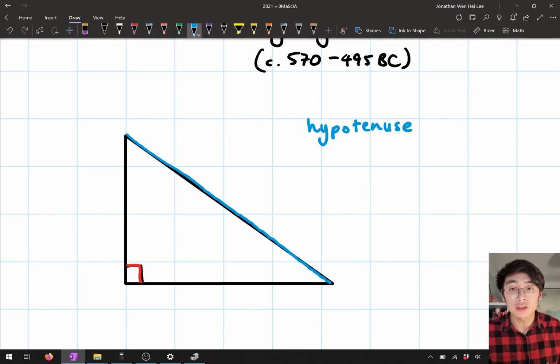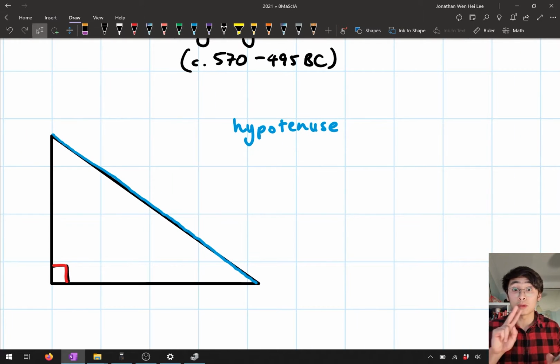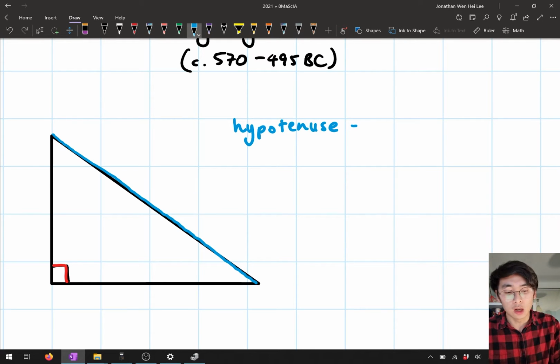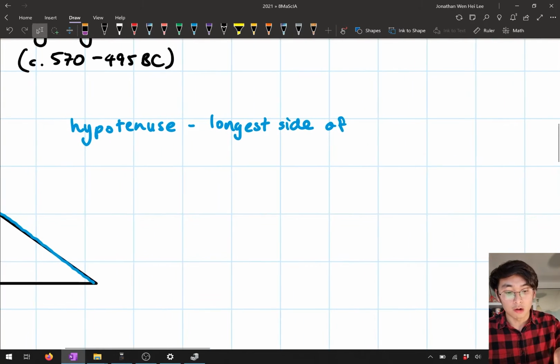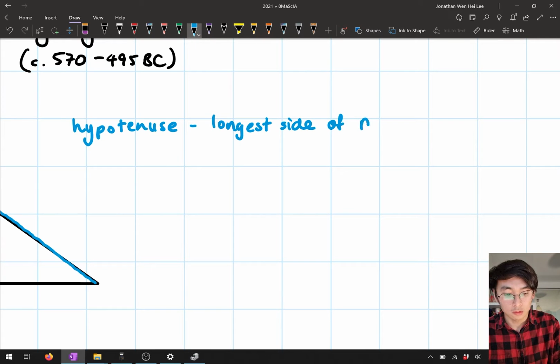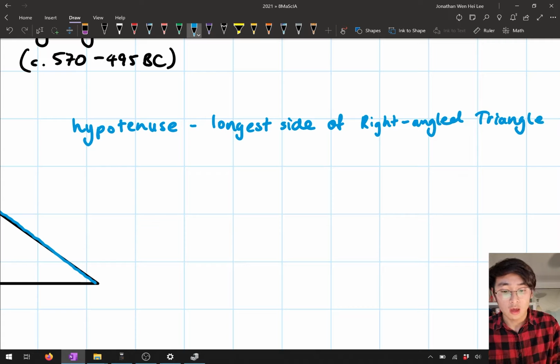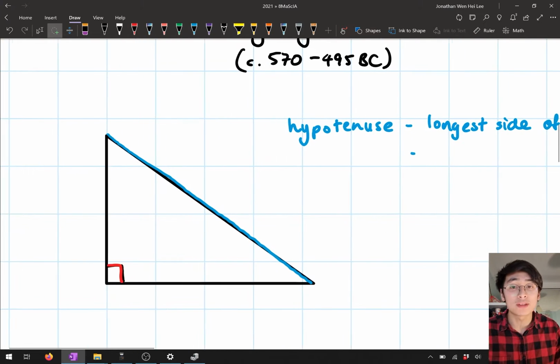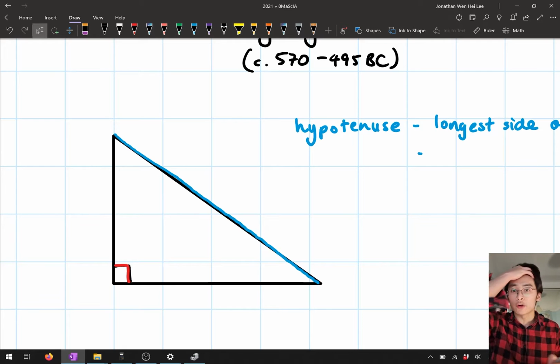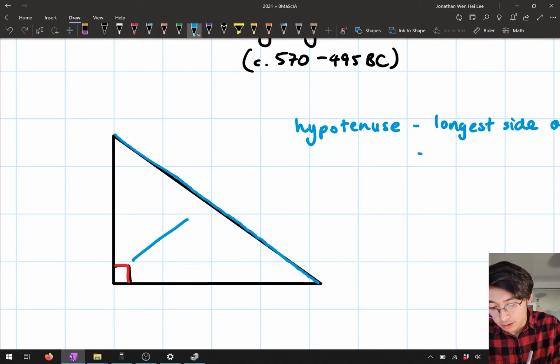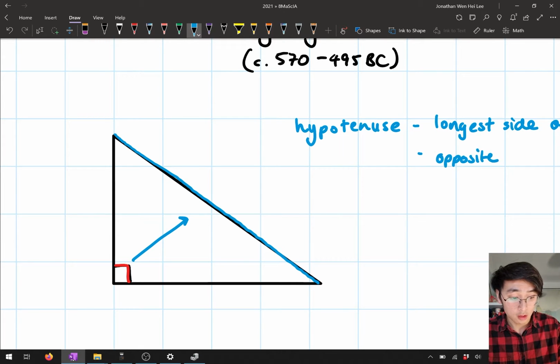The hypotenuse is just part of the right angle triangle, and there's a few ways that you can tell which side is your hypotenuse. Firstly, it is the longest side of our right angle triangle. And the other thing is it's directly opposite this right angle. So if you have a look, no matter what right angle triangle you have, the hypotenuse is always going to be the side which is directly opposite the right angle in your triangle.